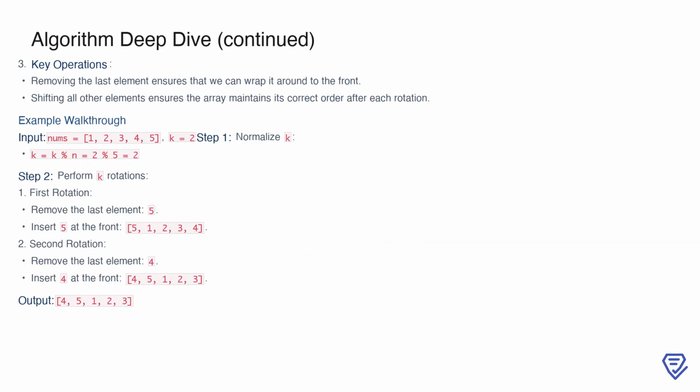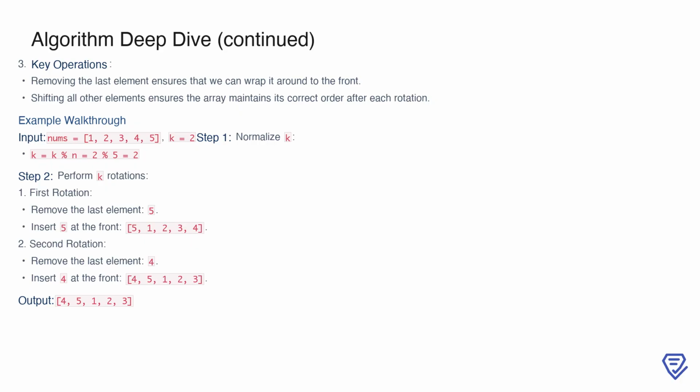In this approach, the key operations are removing the last element of the array and wrapping it around to the front. This ensures that the array maintains its correct order after each rotation. Let's walk through an example to see this in action. Suppose we have nums equals 1, 2, 3, 4, 5, and k equals 2. First, we normalize k by calculating k equals k % n, which gives 2 % 5 equals 2. This means we need to perform exactly 2 rotations.